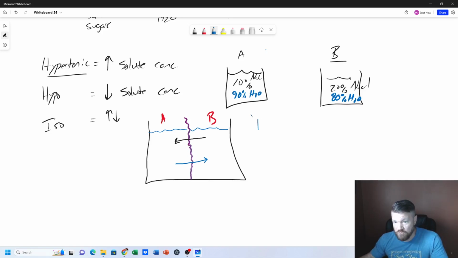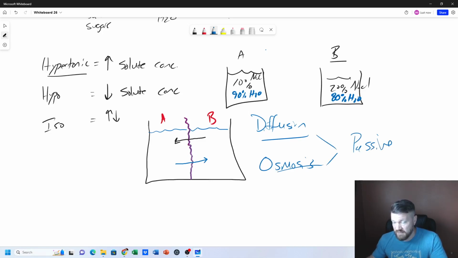So really, diffusion is the movement of any molecule down a concentration gradient. Osmosis is specifically the movement of water down its concentration gradient, right? And both of these processes are passive, meaning they do not require energy for them to occur. They will occur spontaneously, right?